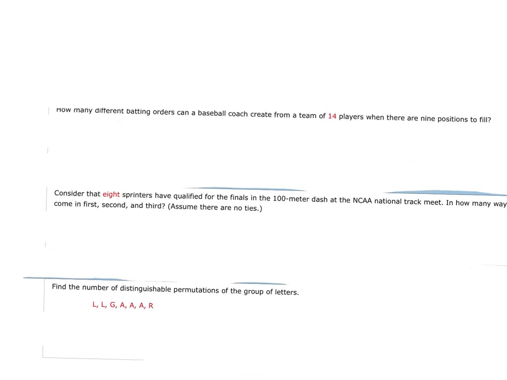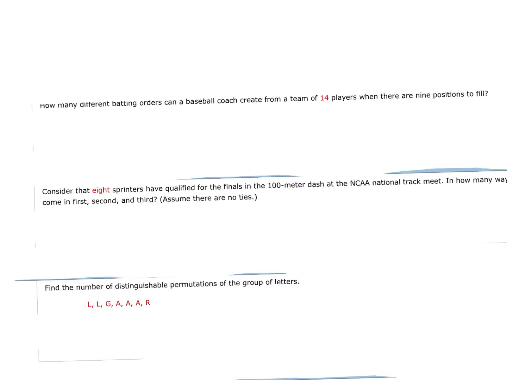So when we look at this first question, it says, how many different batting orders can a baseball coach create from 14 players when there's 9 positions? Guys, think about these questions. It's not random. There is an order to this. It's called the batting order, right? There's one person that can bat first, one that can bat second, one can bat third. So what I would do, there's two different ways that I would look at this.